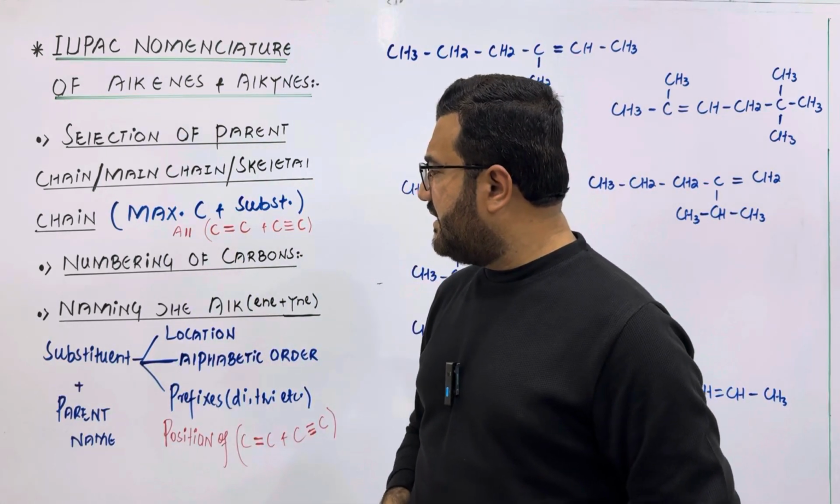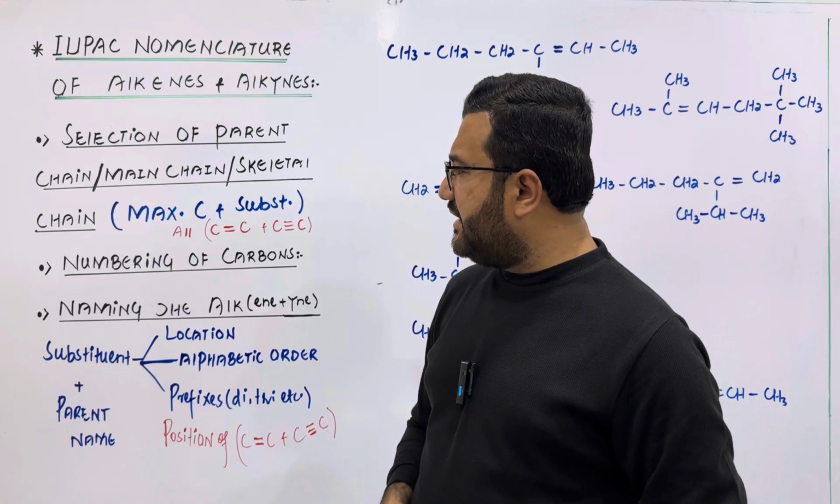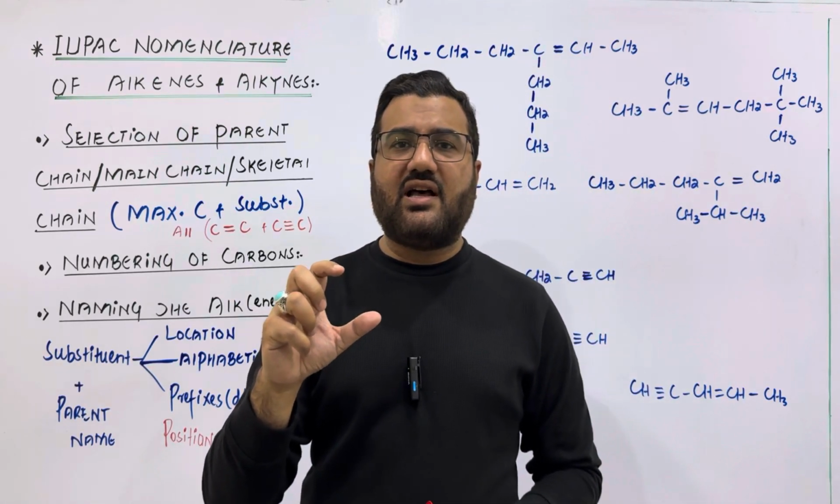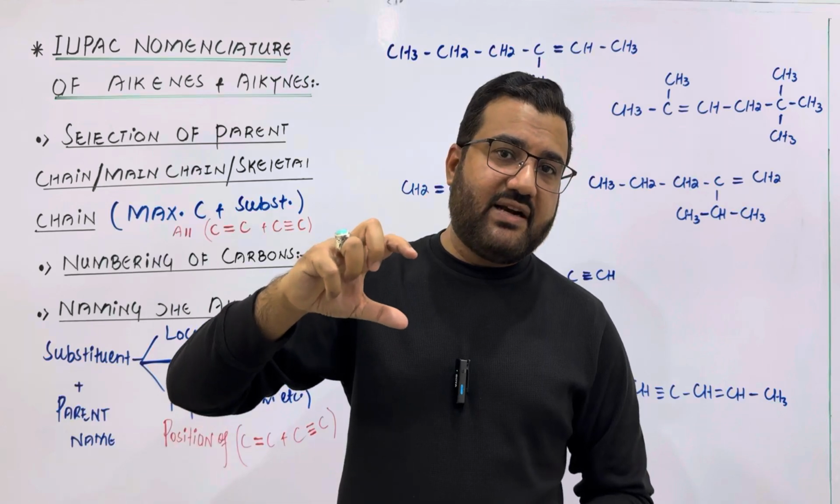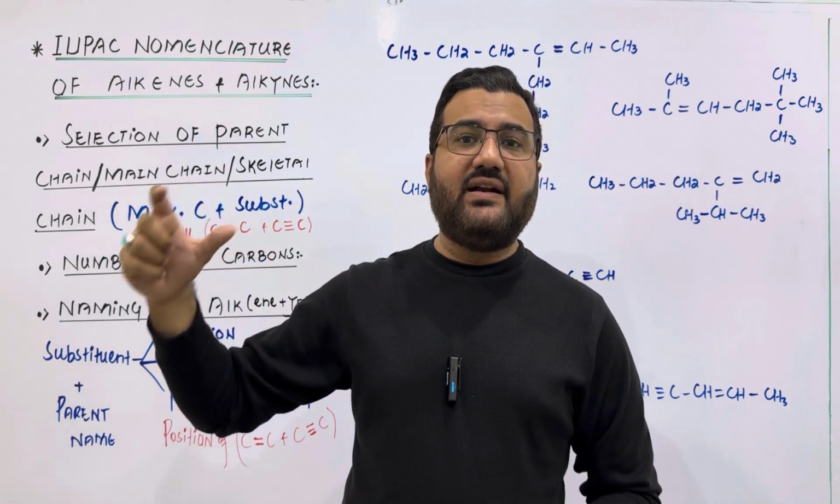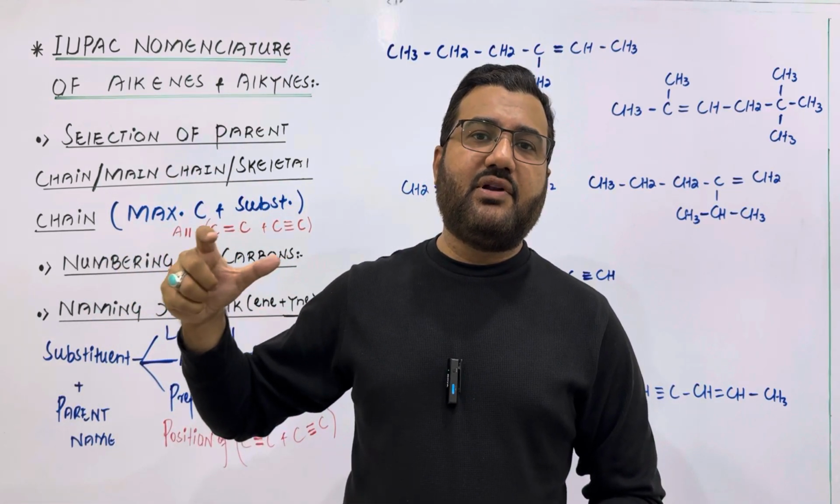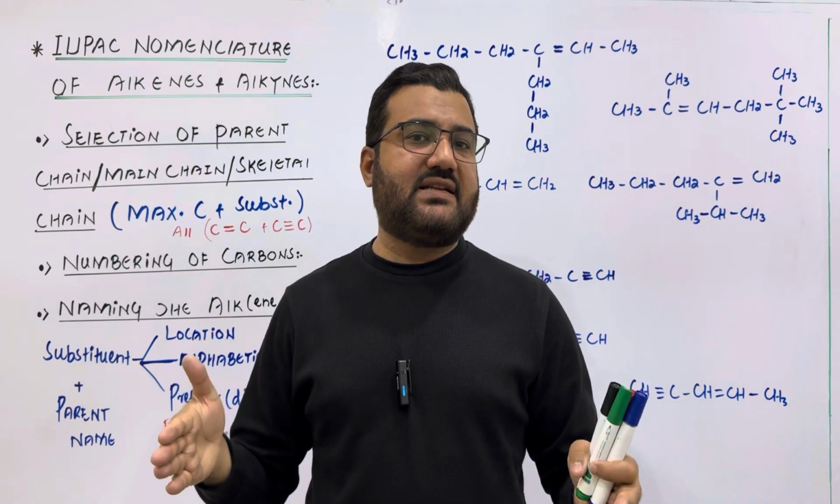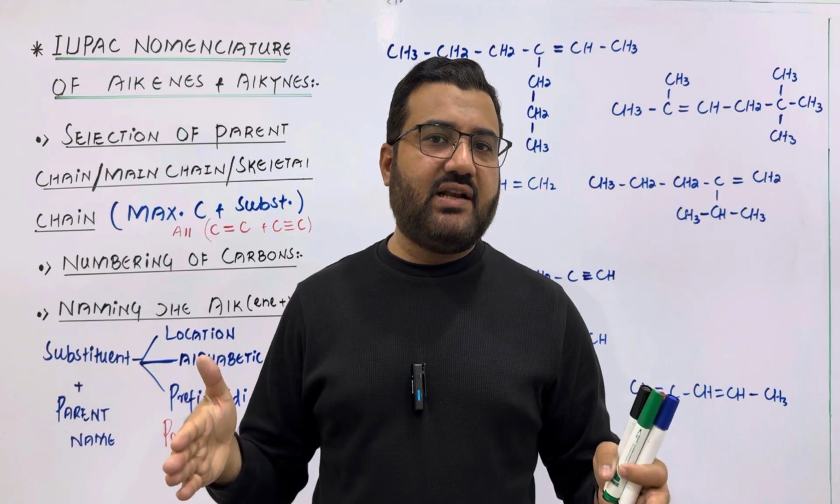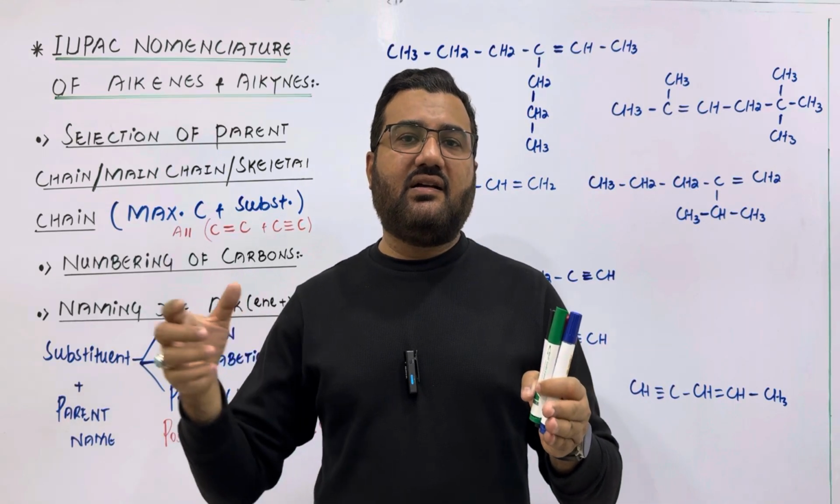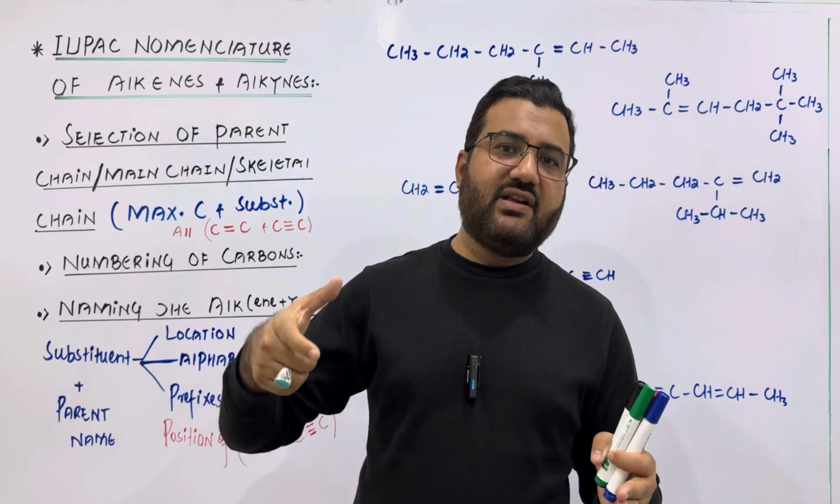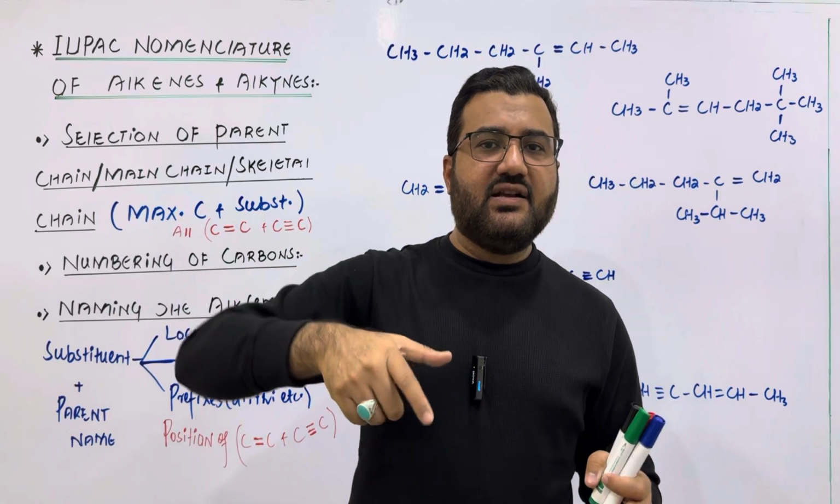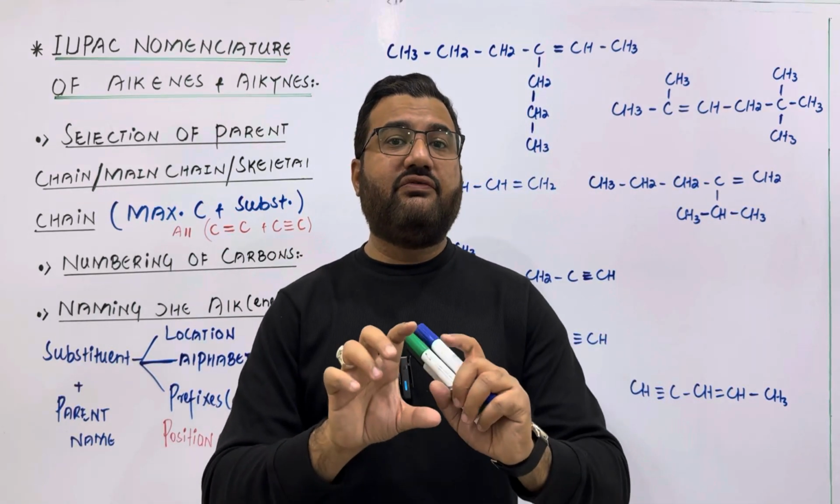The second one is the numbering of the parent chain. You will allot numbers to the carbon atoms which are part of the parent chain beginning from the end where the double bond or triple bond is nearer. And if the functional groups are at equal distance from both ends of the chain, then you will select the numbering from the side where the substituent is nearer. So the first preference goes to the functional group.